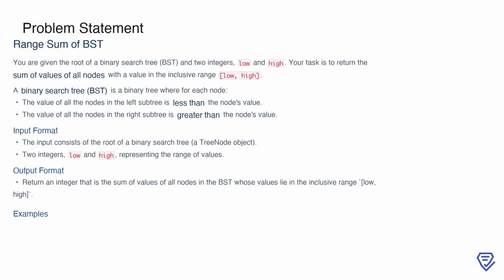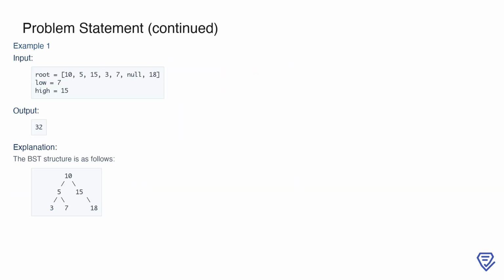This means you need to traverse the tree, identify which nodes meet the criteria, and calculate their sum. Keep in mind that the BST's properties can help optimize this process, as the tree structure inherently divides the values into smaller and larger subsets based on each node. Let's look at an example to clarify.